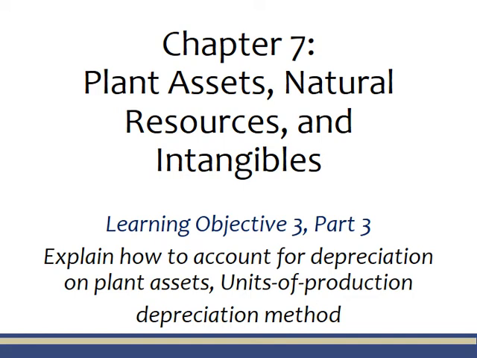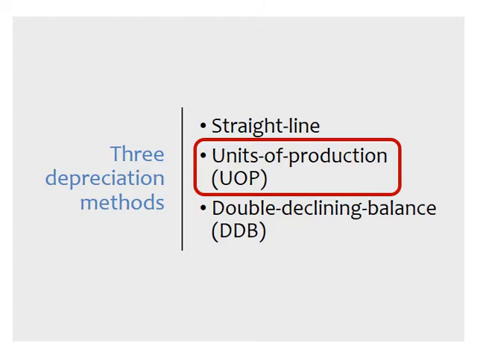This video covers Learning Objective 3, Part 3, Units of Production Depreciation, in Chapter 7, Plant Assets, Natural Resources, and Intangibles. So let's get started. There are three main depreciation methods, including straight line, units of production, and double declining balance. We are covering the units of production method in this video.